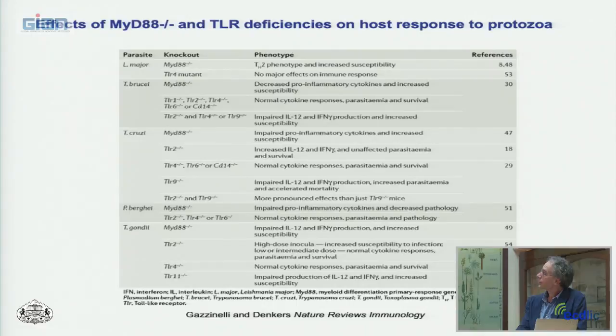So a huge amount of work has been done in parasitic infections. These are MYD88 and TLR deficiencies and host responses to protozoa, Leishmania, African trypanosomes, and malaria, toxoplasma. When you knock out these toll-like receptors, even for these eukaryotic pathogens, their host resistance is impaired.